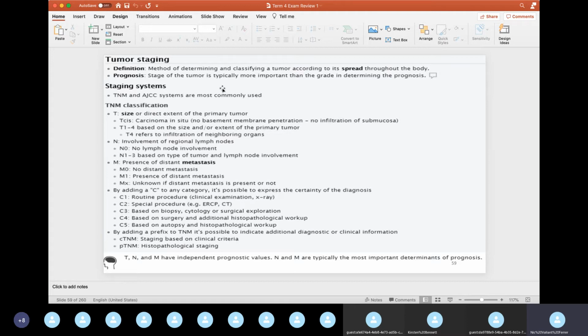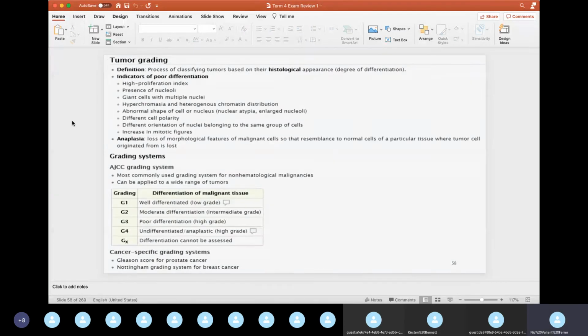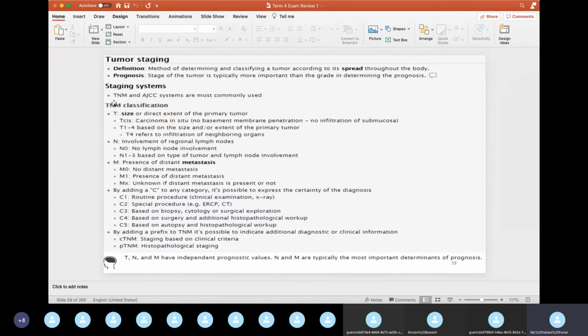It classifies the tumor according to spread throughout the body. So this is much better as a prognostic method rather than your grading, okay? So staging is important. Why? Because you have TNM. You can assess the size, you can assess the lymph node, you can assess for metastasis, okay? What's the most important here between the TNM, between the three? Which one is the most important for prognosis? Your N and M. Why?